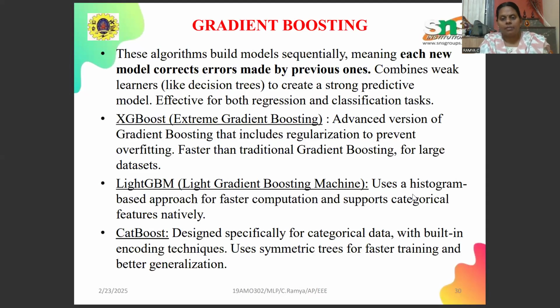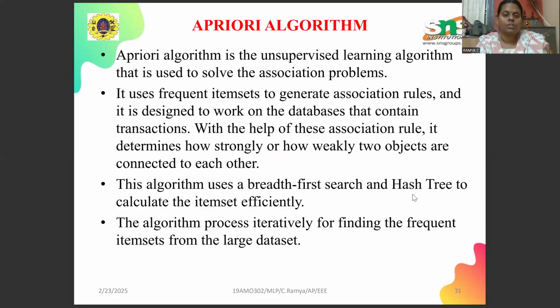Next we have gradient boosting. In gradient boosting we have three categories: extreme gradient boosting, light gradient boosting, and CatBoost, that is categorical boosting. In gradient boosting, each model corrects the errors made by the previous one. Extreme gradient boosting is the advanced version of gradient boosting. We also have the light gradient boosting machine, and categorical boosting machines.